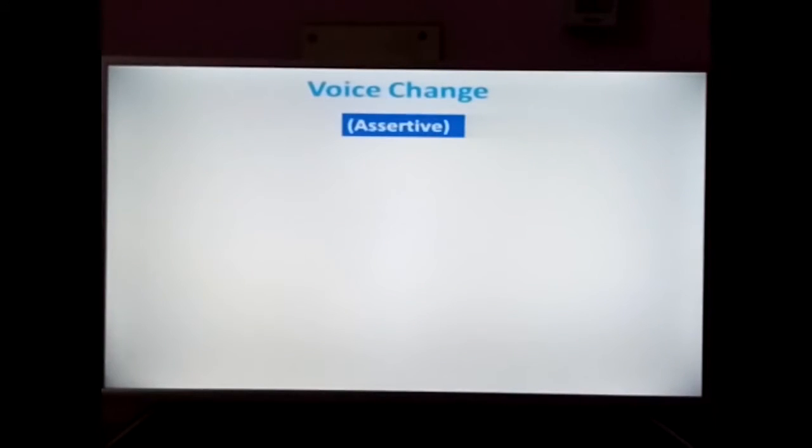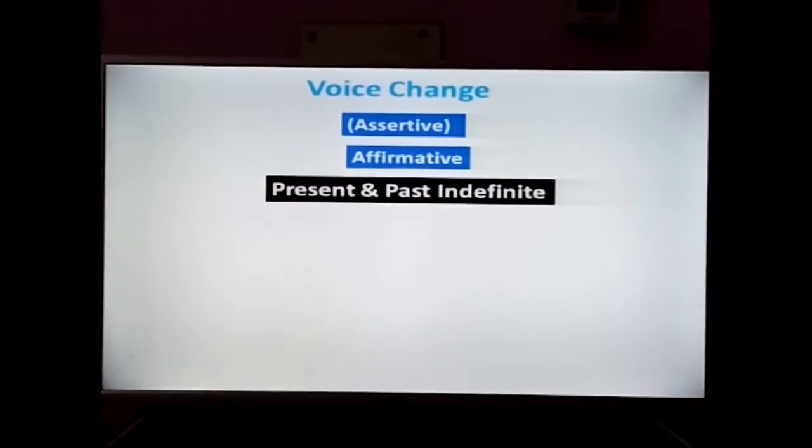Okay, I will be using assertive sentences to begin with, and you know the assertive sentences are divided into two groups, affirmative and negative. I'll be using affirmative sentences in the present and past indefinite tenses first. I'll be using present and past indefinite tenses because both these tenses have got the same verb structures.